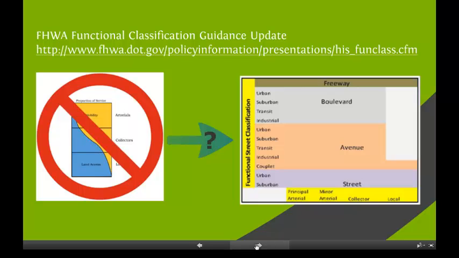Yet we find that the traditional hierarchical classification has been criticized as emphasizing speed over livability and the needs of the community. Some agencies are introducing greater flexibility based on context and multimodal needs. The classification system on the right illustrates what a more robust, multifaceted classification scheme might look like.